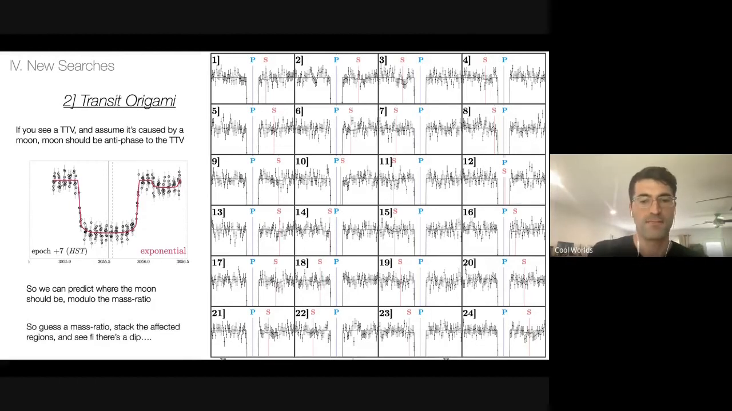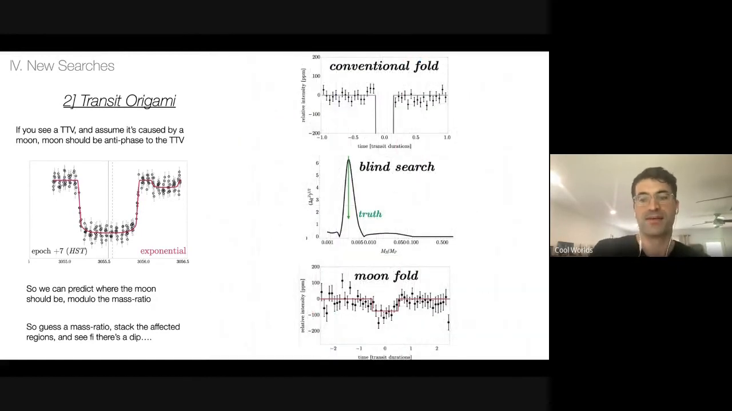And so if you guess the mass ratio, just guess it's 2%, then you could predict precisely where that moon would have to be in order to cause the TTVs, and you could stack. So don't just guess one mass ratio, guess many, and you could do a 1D grid search, which I'm showing you here. We're doing a grid search from a small mass ratio up, and we're stacking that region where we would expect the moon to be to cause the TTV. And you can see in the bottom, you're able to reconstruct the moon signal. So this is basically like a transit fold, but for moons. It's a folding algorithm for exomoon signals.